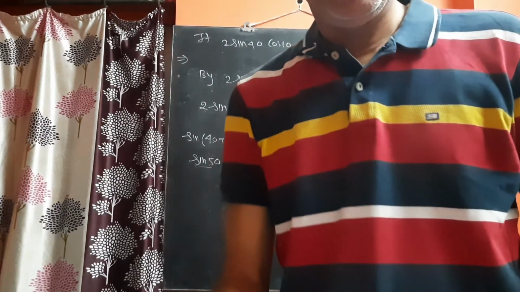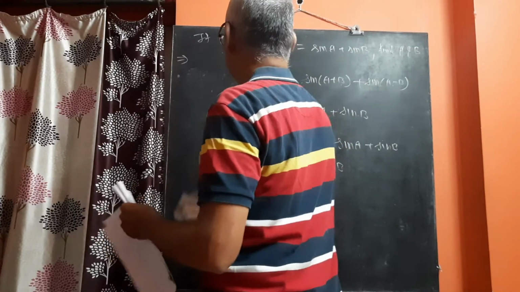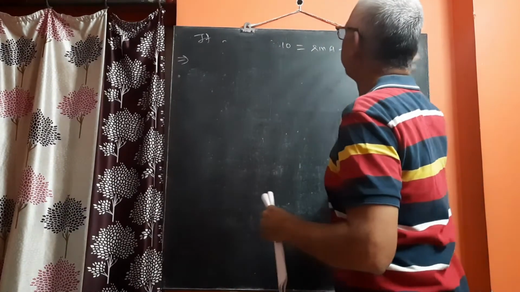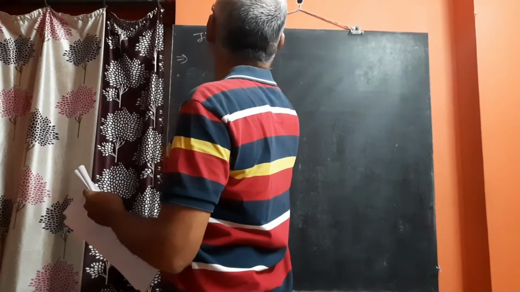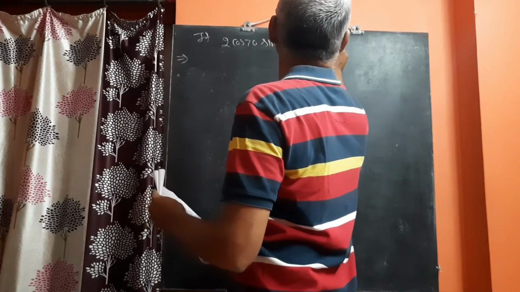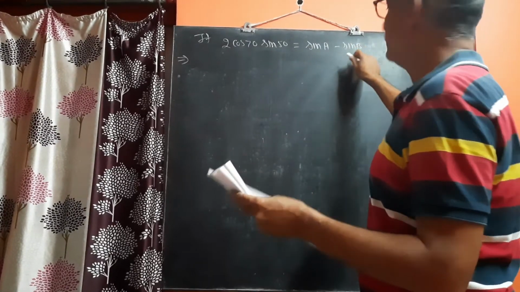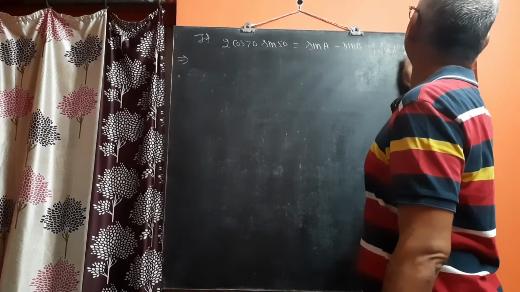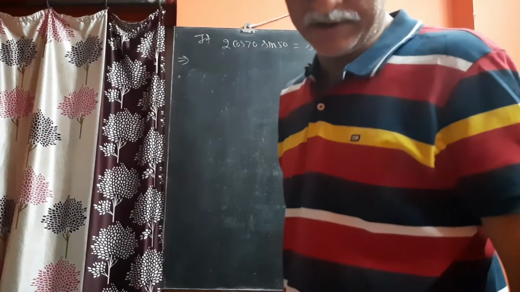Then the next sum, which is similar to this one: if 2 cos 70 into sin 50 is equal to sin A minus sin B, find A and B. The sum is exactly similar to the previous one.